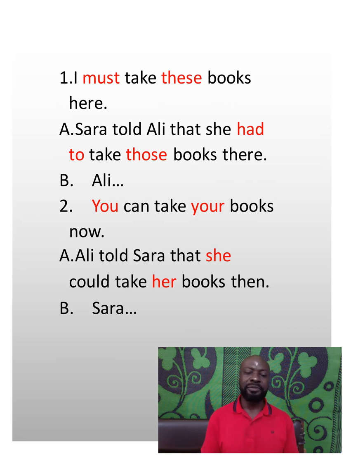Pause the video. Go to the WhatsApp group and try B. Begin with Ali. Number 2. You can take your books now. Ali told Sarah that she could take her books then.